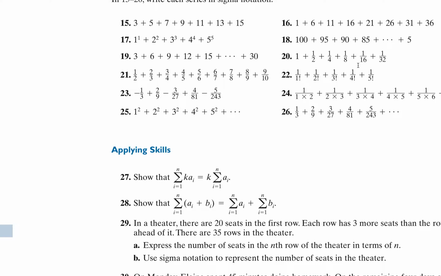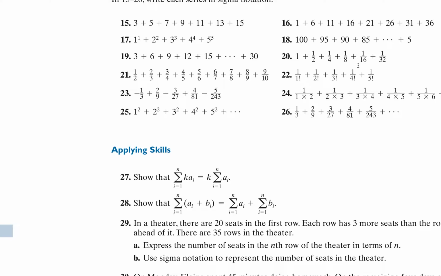And we have a formula: 1/2 to the power of k. Here is our series in sigma notation. Well done.